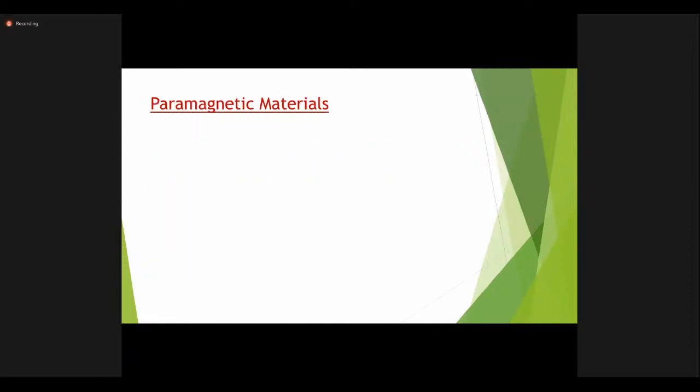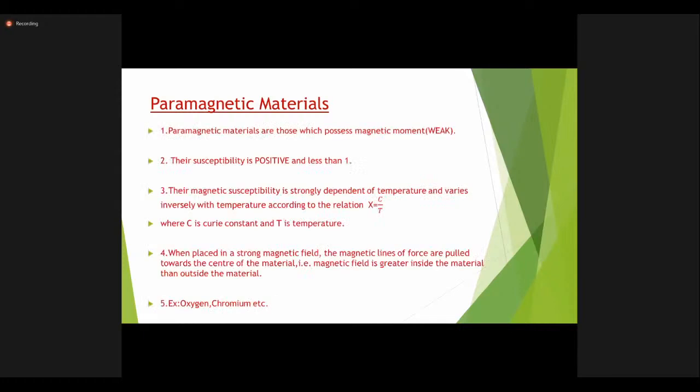Next, paramagnetic materials. Paramagnetic materials possess weak magnetic moment and weak magnetism inside the material. The susceptibility is usually positive and less than 1, and it is inversely proportional to the temperature, given by the relation C by T, where C is Curie constant and T is temperature.